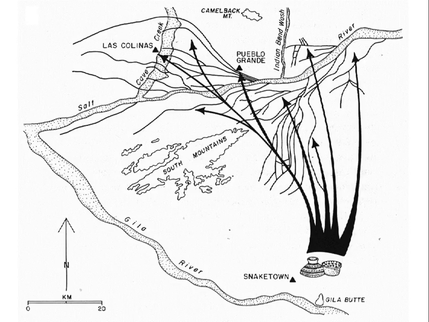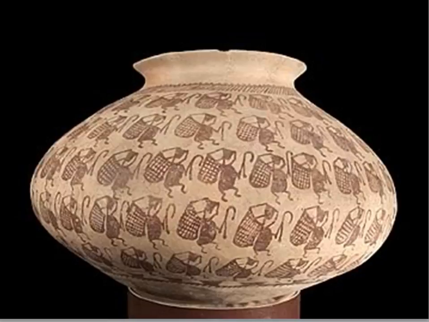So in order to have a complete suite of all the vessel forms that you would need for all of your household activities, of cooking food, of serving food, of storing food and other materials, you would have to obtain these from different producers living in different communities. This integrated different communities economically across the wider region.